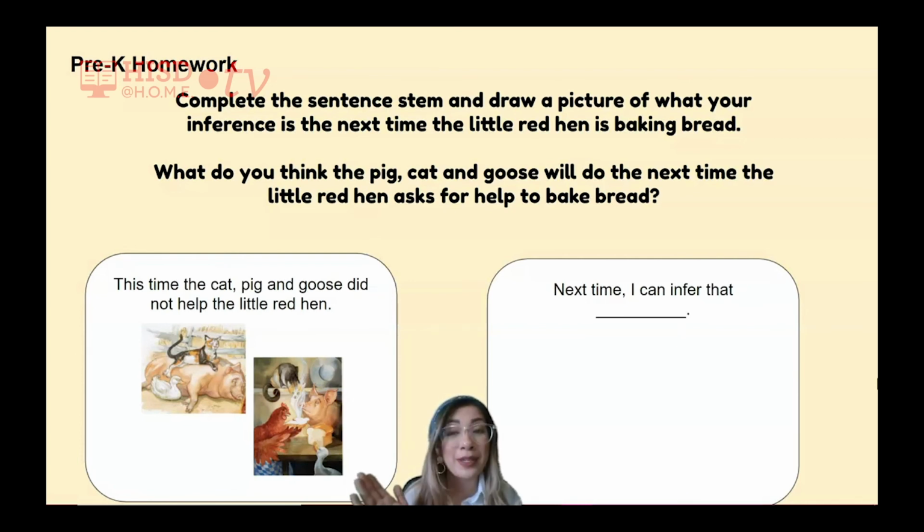Take a look at what happened this time, and then draw a picture and complete the sentence stem. Next time I can infer that, and draw a picture, like in this box here, about what you think the little red hen's friends are going to do the next time that the little red hen asks for help.